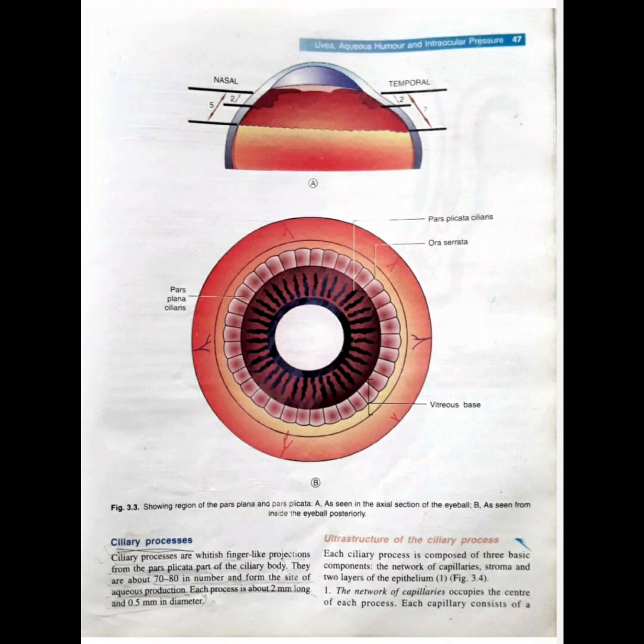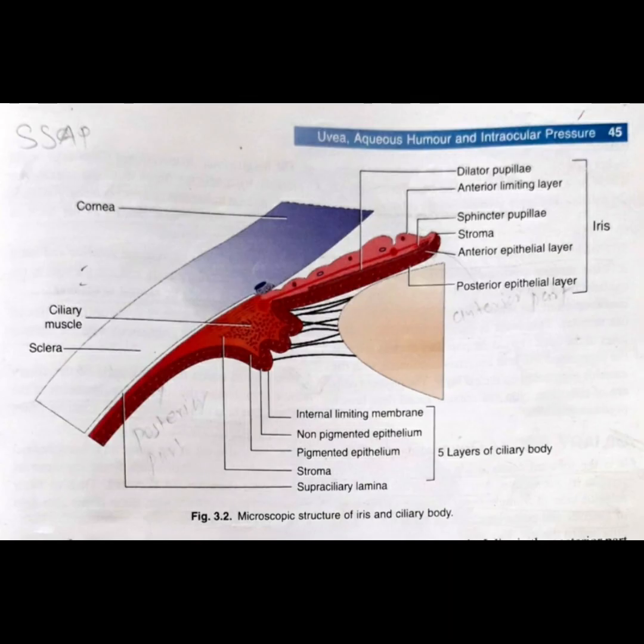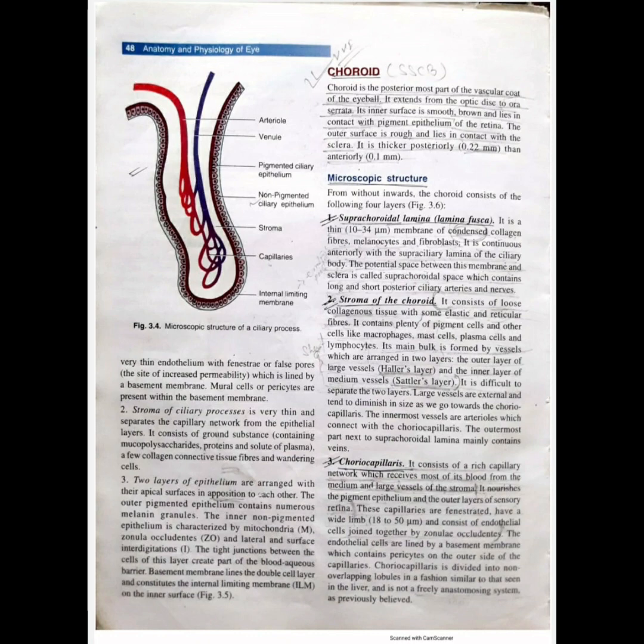Now coming to the ultrastructure of the ciliary process. It is composed of 3 basic components: the network of capillaries, stroma and 2 layers of epithelium. The network of capillaries occupies the center of each process. Each capillary consists of very thin endothelium with fenestrated or false pores, which is lined by a basement membrane. Mural cells or pericytes are present within the basement membrane.